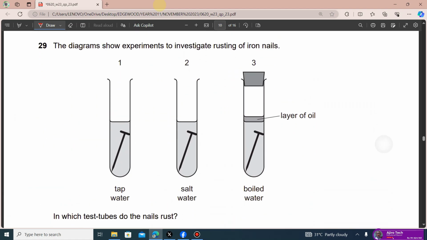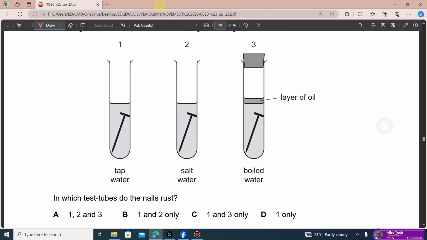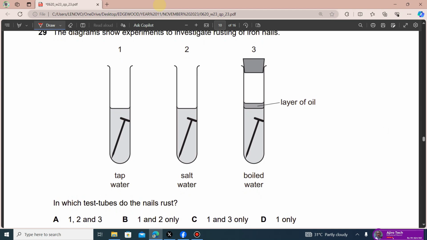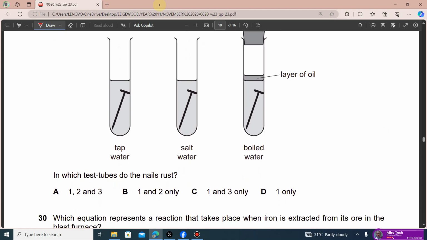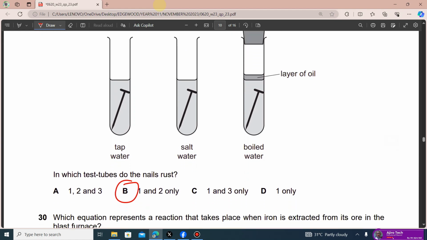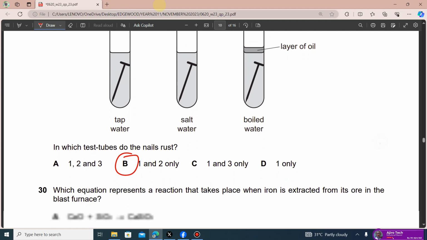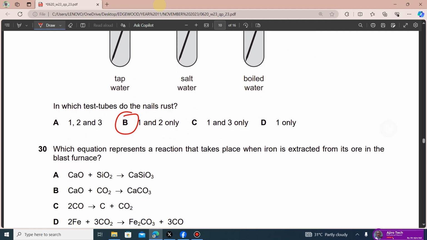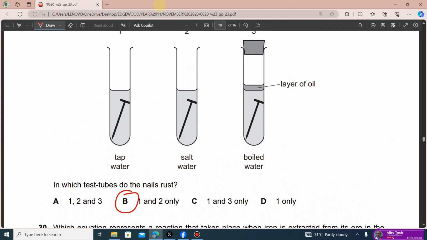The diagram shows experiments to investigate the rusting of iron nails. In which test tubes do the nails rust? Of course, we all know that the nails will rust in 1 and 2, and not in test tube 3. The layer of oil as well as the tube will prevent oxygen coming into this system.